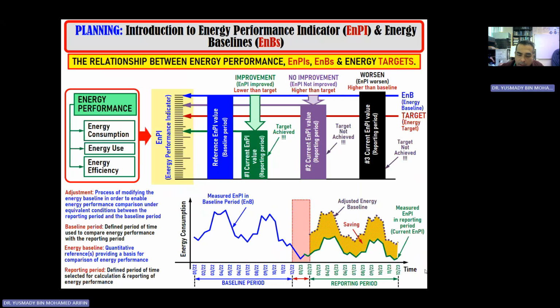And in between the baseline period and the reporting period, we have the installation period, where we install the energy efficient system. During that period, we don't have any evaluation of the energy consumption. So we just refer to the reporting period after the installation period.